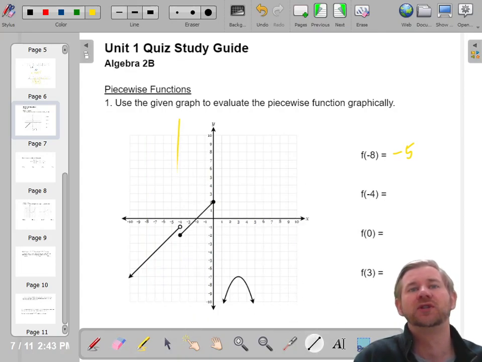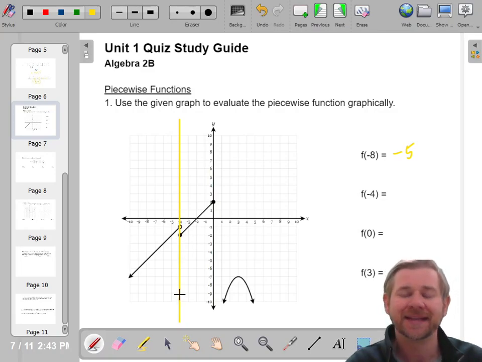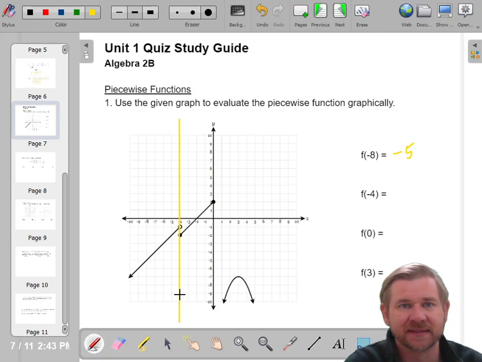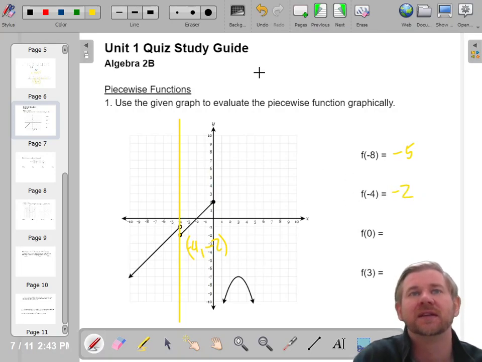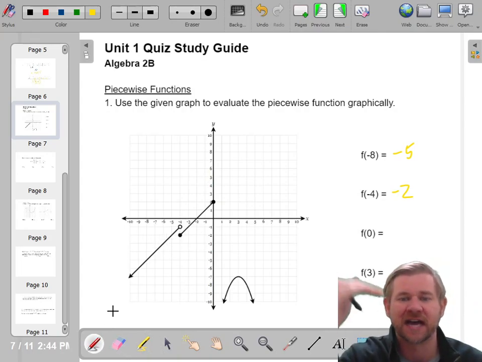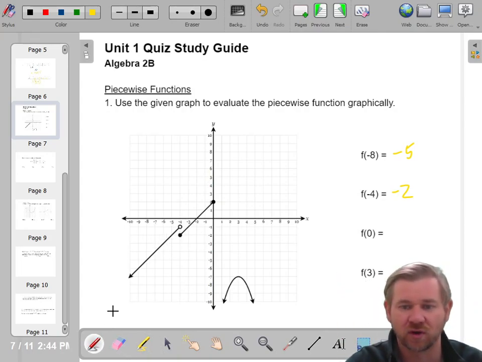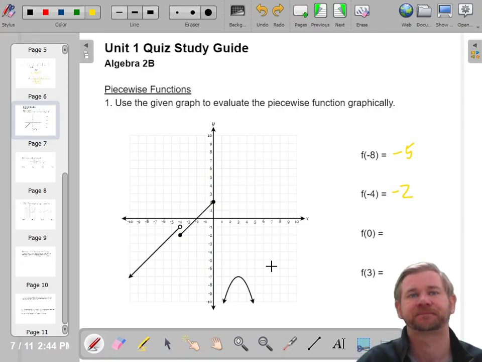-4, ooh, jump discontinuity. Okay, so at -4, there are two different ones, and what you need to realize is that the closed circle wins. This is the inclusive point. At -4, the y value is -2. I don't care about this one. That's an open circle. So this is -2. Closed circle wins. You should never have a closed circle on top of another closed circle. If you do, something's wrong. That's not a function. But here, this works, and when you evaluate -4, you get -2.